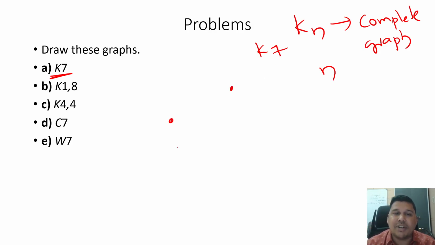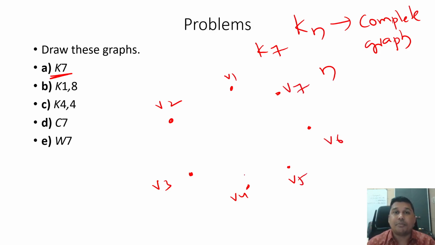I will draw some 7 vertices like this, 3, 4, 5, 6 and 7. Now I have drawn some 7 vertices. You can draw in any style. From this vertex, let me give naming, V1, V2, V3, V4, V5, V6 and V7. If I choose one vertex V1, there should be an edge from V1 to all the other vertices.